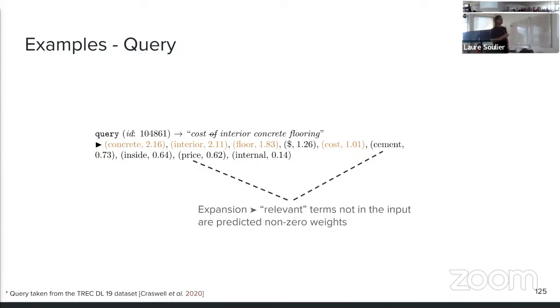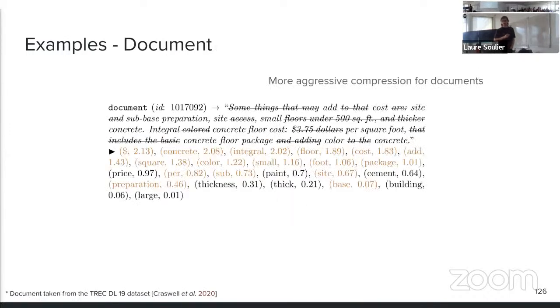So here, every word in black in the prediction is actually not in the input. And so we see, for instance, how the model predicts a synonym of query words that is useful to bridge the vocabulary gap. And so on the document side, we see more or less the same thing, but models can usually do more compression.